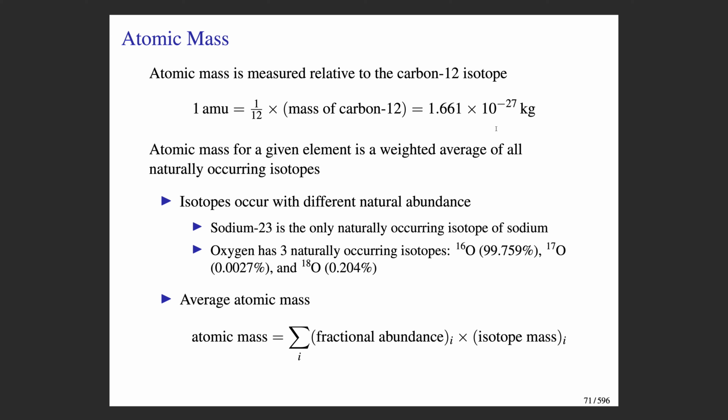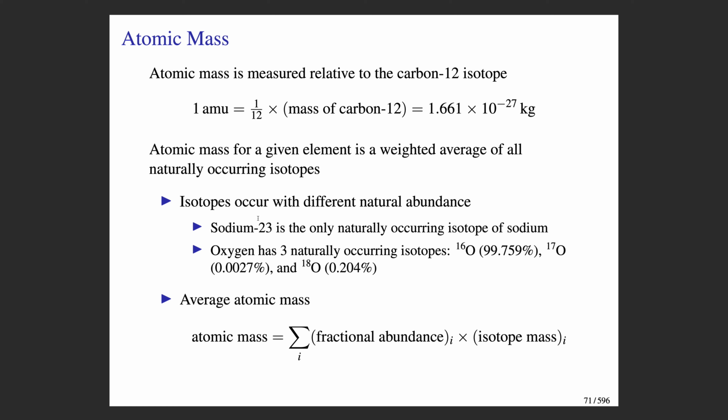The atomic mass for a given element is a weighted sum over all of the naturally occurring isotopes for that particular element. So we've learned what isotopes are. The next thing to know is that certain isotopes for a given element are stable in nature, and other isotopes are not. Okay? So in nature, you'll find that there are certain isotopes for different elements, and the atomic mass that we use is a weighted average over all of the naturally occurring isotopes for that particular element.